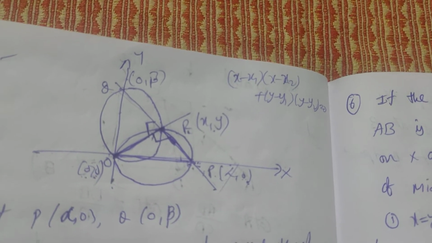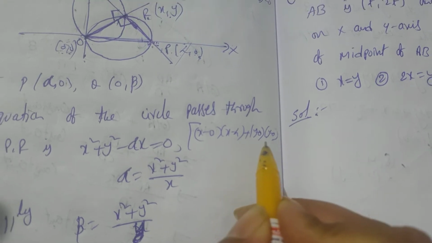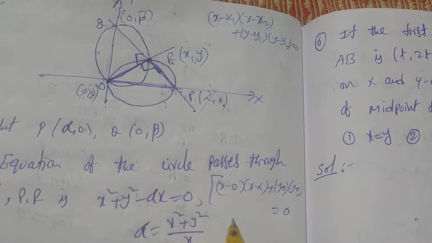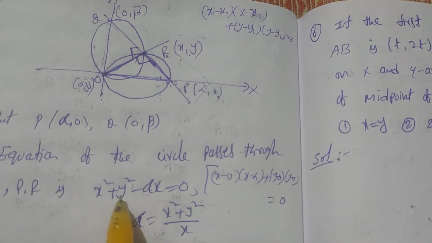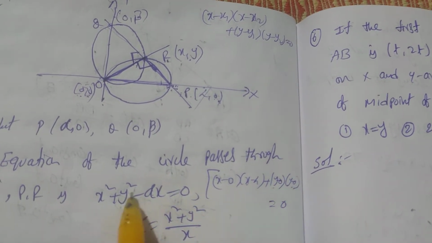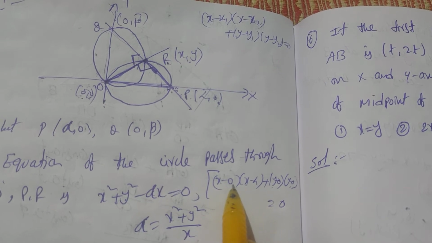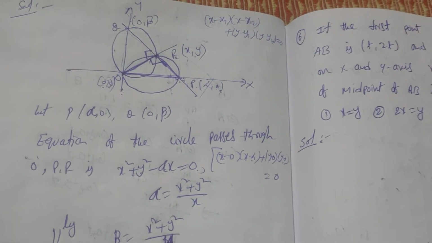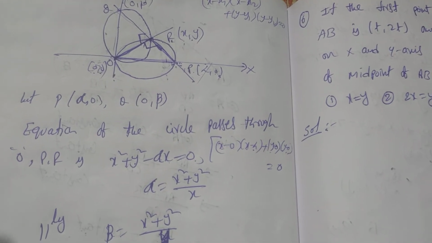y minus 0 into y minus 0, x minus 0 into x minus alpha plus y minus 0 into y minus 0 is equal to 0. So if you simplify this one, you have x into x, x square, y into y, y square, minus x into alpha, x alpha is equal to 0. So already we have the condition mod alpha plus mod beta is equal to a.